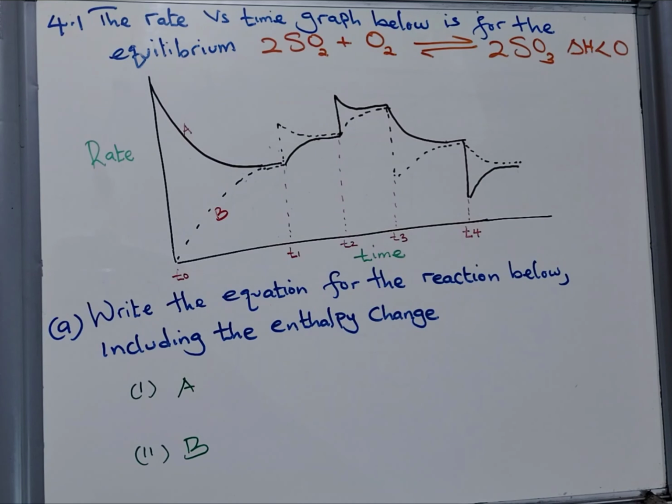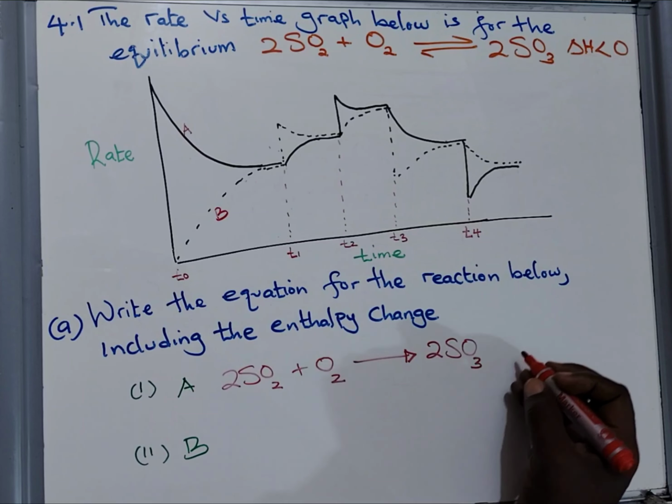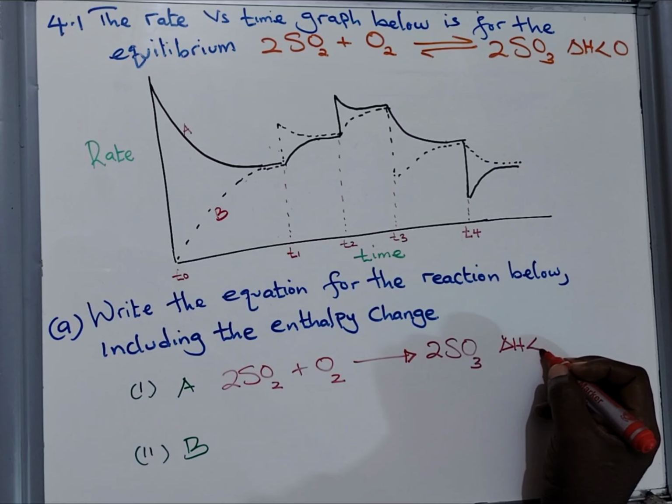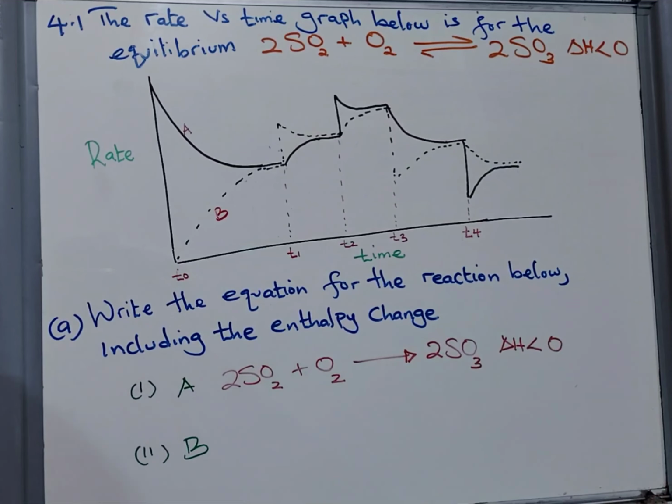It is 2SO2 plus O2. We have to be careful here. We use single direction, giving you 2 sulfur trioxide. And the enthalpy change is the way it is, less than 0.